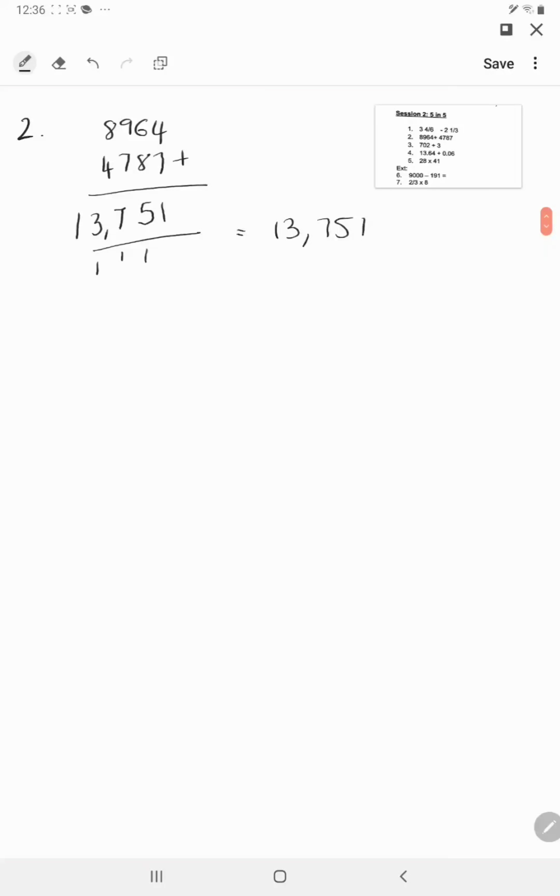Question 2. We have 8,964 and we're adding 4,787. 7 add 4 gives you 11, you carry the 1. 6 add 8 gives you 14, adding the 1 is 15. 9 add 7 is 16, add the 1 is 17, and 8 add 4 is 12, add the 1 is 13. So your answer is 13,751.